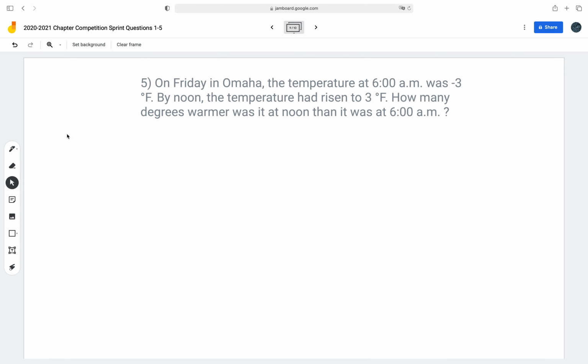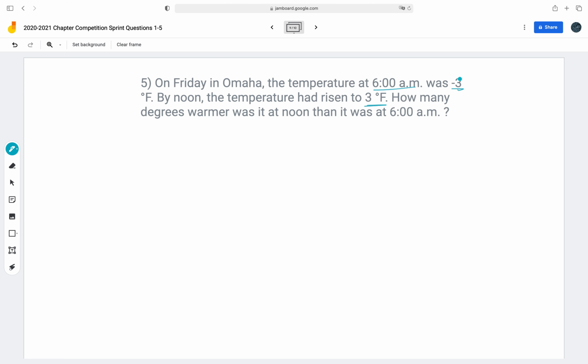The last question for today. On Friday in Omaha, the temperature at 6 a.m. was -3 Fahrenheit. By noon, the temperature had risen to 3 Fahrenheit. How many degrees warmer was it at noon than it was at 6 a.m.?